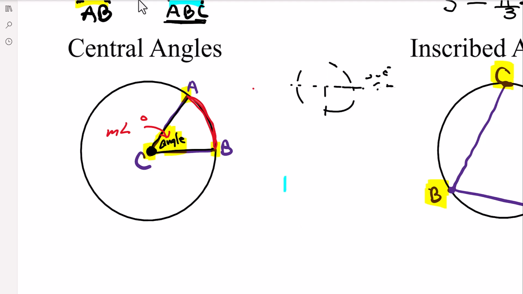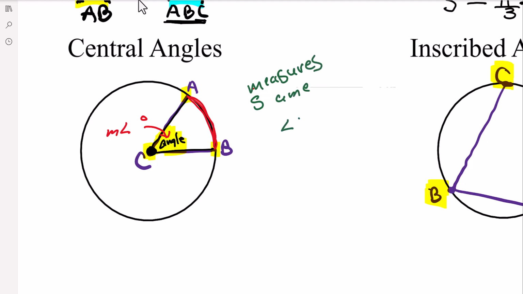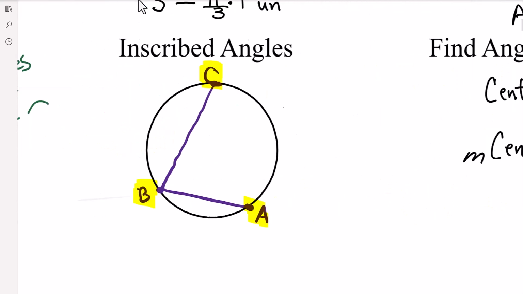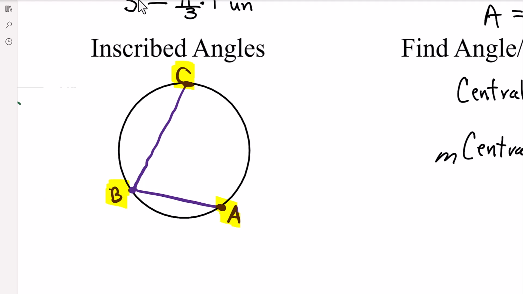I'm going to erase all of that. All right, then we're going to talk about inscribed angles. So remember, these two measures are the same. The angle is the same measure as the arc. When we talk about inscribed angles, the inscribed angle sits on the outer part of the circle, not the center of the circle. And then it has these lines that also extend to the outer part of the circle.